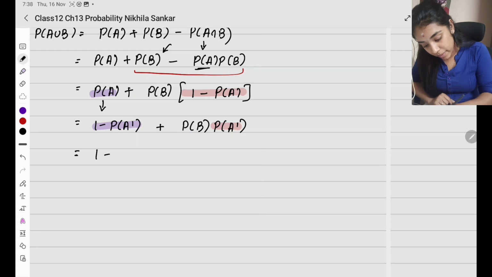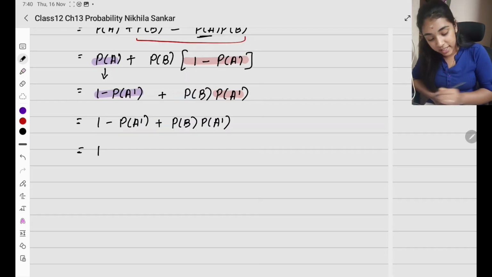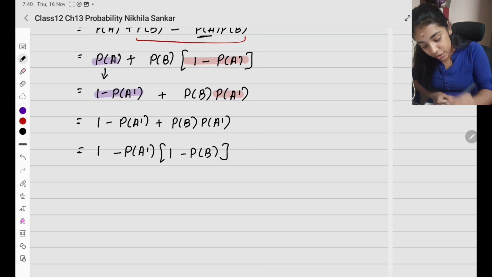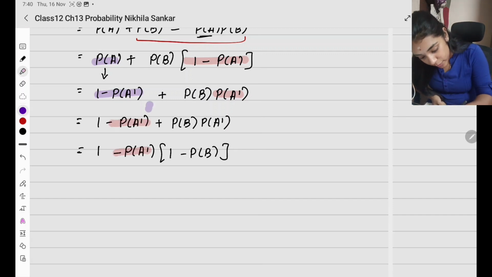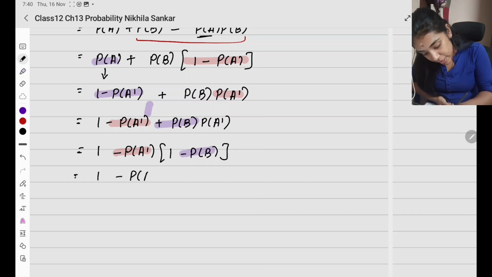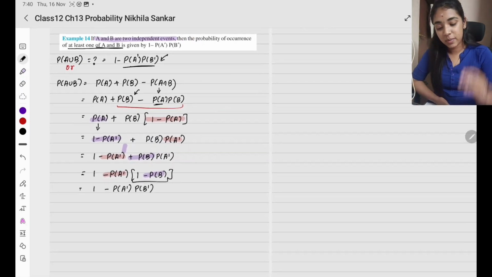Now what do I have here? I have 1 minus P of A dash plus P of B times P of A dash. So now I have minus P of A dash, and I'll be left with 1 minus P of B. Do you agree? If I take minus P of A dash outside, I'll be left with 1 from here and minus P of B from here. Only then does minus become plus. This is going to be 1 minus P of A dash, and this whole term is going to be P of B dash. So this is our required answer.